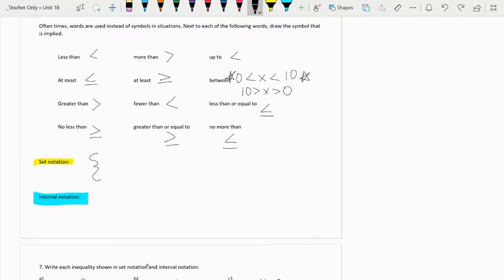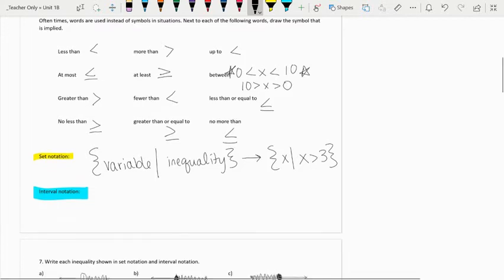So you do that, and then you do your variable, and then a line. That line means such that, and then you're going to put your inequality. So it's going to look like this: you're going to have your squiggles, x such that x is greater than 3. That is set notation.